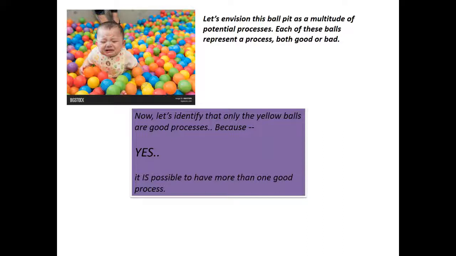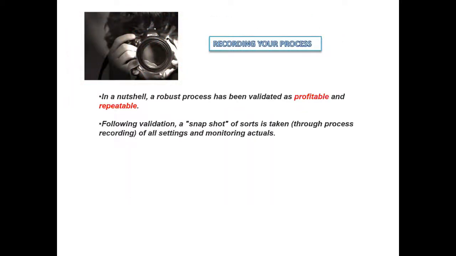Now this is the point where we need to record every condition that was needed to grab that same yellow ball over and over, or in other words, to use that same process to be successful every time that we start up and have repeatable success. So in a nutshell, a robust process has been validated as profitable and repeatable.